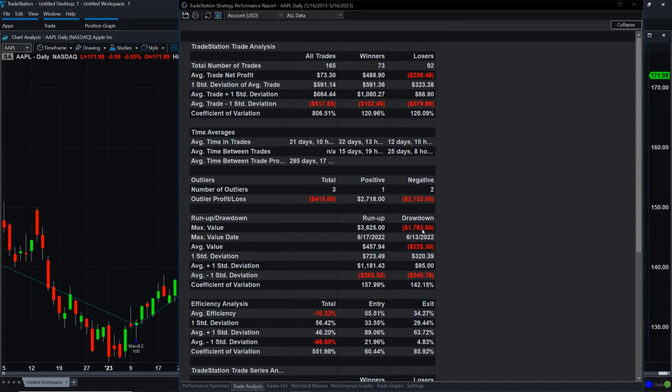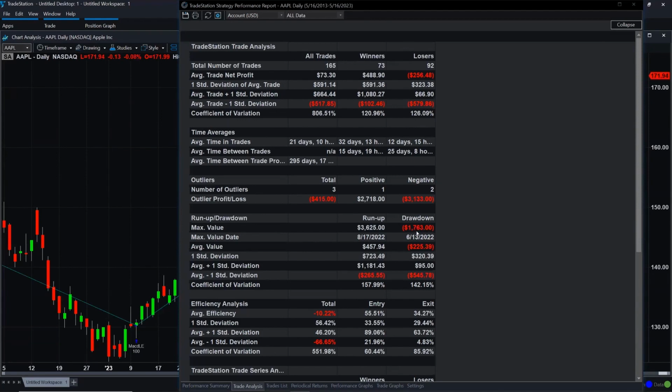But run up and drawdown is just the maximum that you could have achieved on the winning side and the losing side. Drawdown is something that we all need to be aware of, because drawdown is the maximum the strategy could have lost at any given moment. We're not saying that it lost that amount, but it is risk. It is measured in risk terms. Am I going to risk $1,700 of drawdown to make an average of $73? Because that's our average net profit, $73.